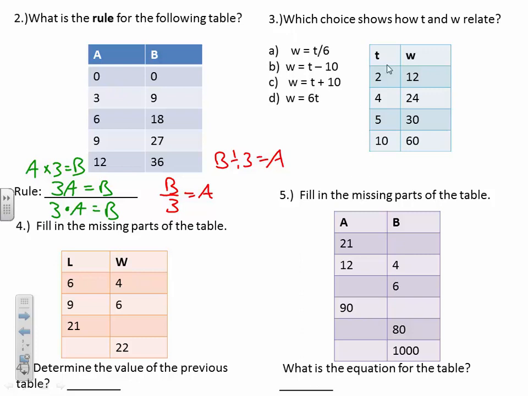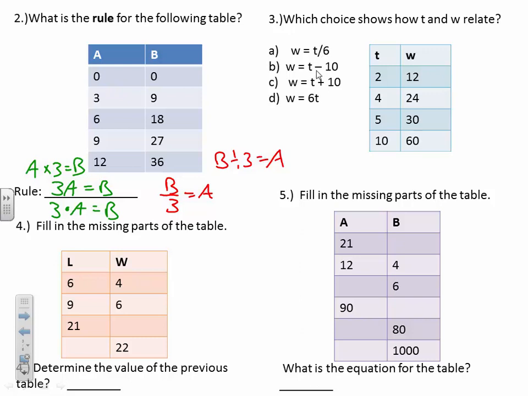So if I look at this, I know from 2 to 12 is times 6. 4 to 24 is times 6. 5 times 6 is 30. 10 times 6 is 60. So I'm multiplying by 6 every time. So which one of those choices shows me multiply by 6? The slash mark shows me divide by 6.